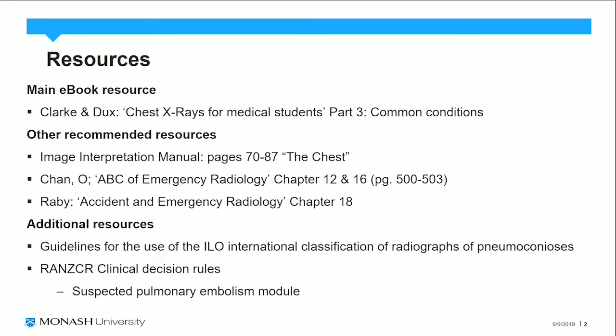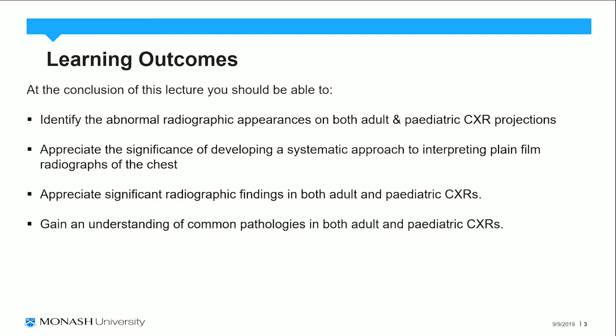I've uploaded additional resources, and one of those resources is the ILO International Classification of Radiographs of Pneumoconiosis. So that's just for yourself, so that if you should use that or have a need for that, then at least it's available for you. In addition, there's the Ransker Clinical Decision Rules, and the only module that they have for the chest is on a suspected pulmonary embolism.